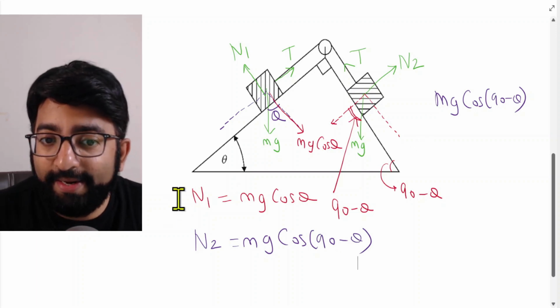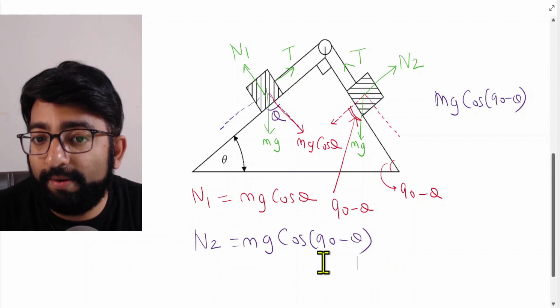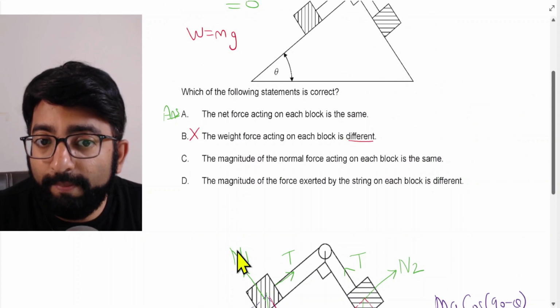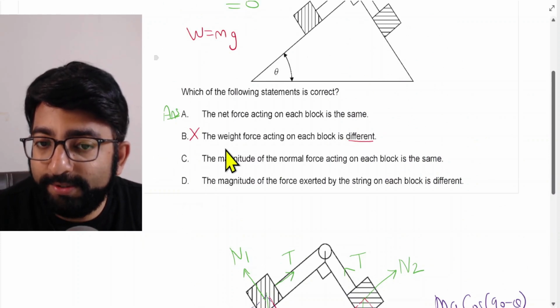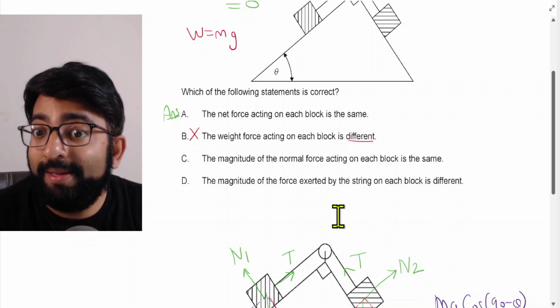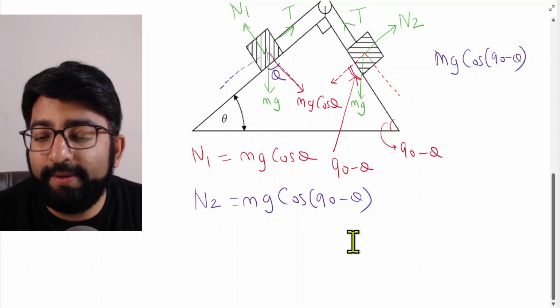So we can say that N1 and N2 are actually different because the equations themselves are different. Theta and 90 minus theta are different. Going back to the options, option C was saying the magnitude of the normal force acting on each block is the same. That is incorrect because N1 and N2 have different equations.